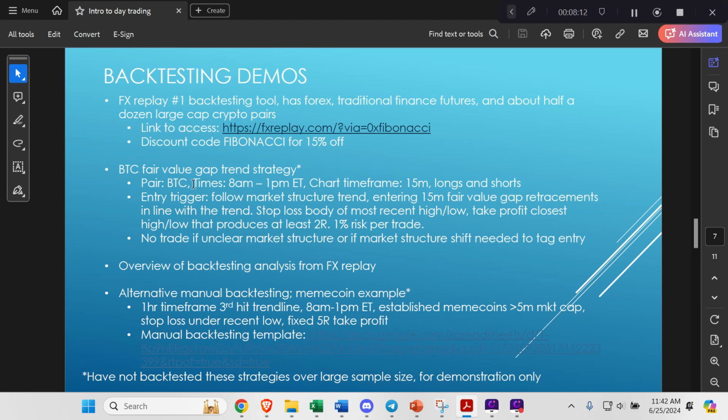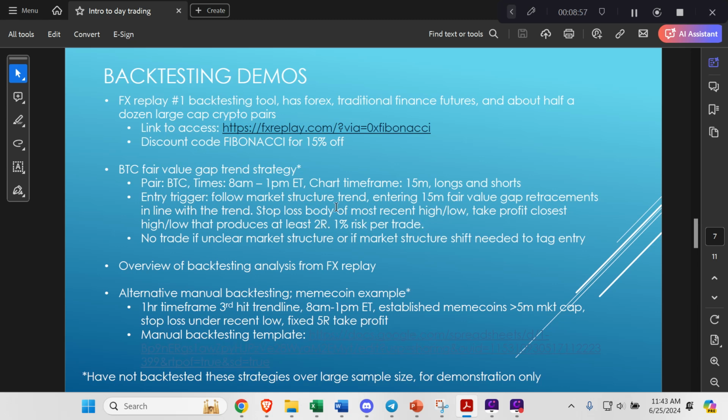So it's Bitcoin. I decided I was going to trade 8 a.m. to 1 p.m. Eastern, core New York session. I'm looking at the 15-minute time frame. We're going to trade longs and shorts. Entry trigger was pretty simple. I'm just going to look for market structure trends. Are we in an uptrend with higher lows, higher highs, or a downtrend with lower lows, lower highs? And I'm just looking for 15-minute fair value gaps on the pullbacks, assuming the trend will continue. And for stop loss, I decided to use the body of the most recent lower high, and the take profit, you could do either the closest higher low that gives you at least 2R. So 1% risk per trade.